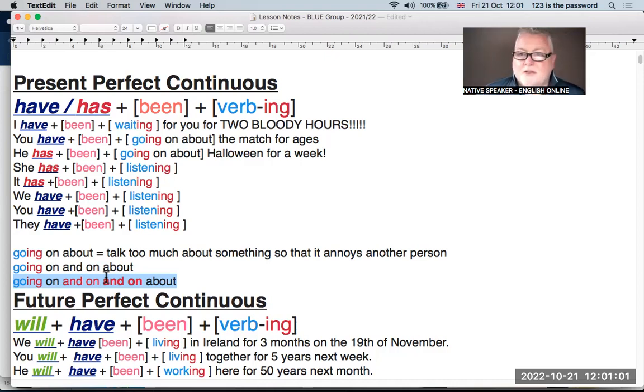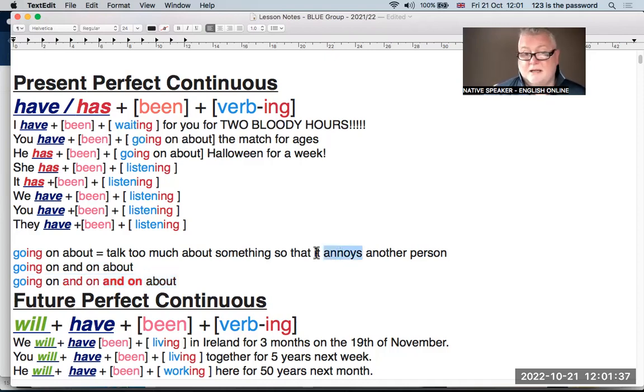Are there any people in your life who talk too much about a certain topic? How about you, Katerina? Does your husband talk too much about football? Does he talk too much about his job? Does he talk too much about money? Let's hear all the secrets. Katerina, how about you? He has been going on and on about football. Great. There you go.